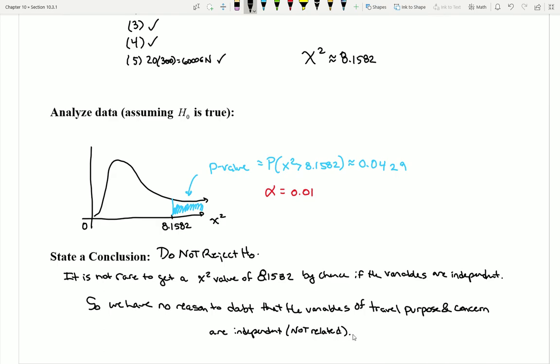So there we go. Not enough evidence this time to reach the conclusion that these variables would be dependent on one another. It doesn't seem like if I know someone's going to be traveling for business purposes that I really understand or could successfully predict other things that they might be concerned with about their trip, or vice versa.